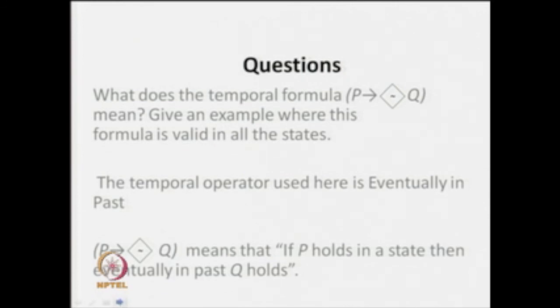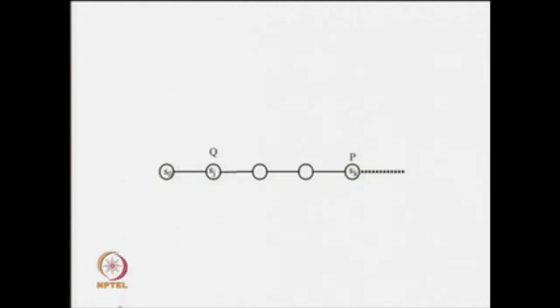So, this is basically what it says: P implies ¬◇Q (eventually in past Q) means if P holds in a state, then eventually in past Q holds. So, if Q holds in a state, then eventually in past Q holds. It is a very simple model that I have come up with.